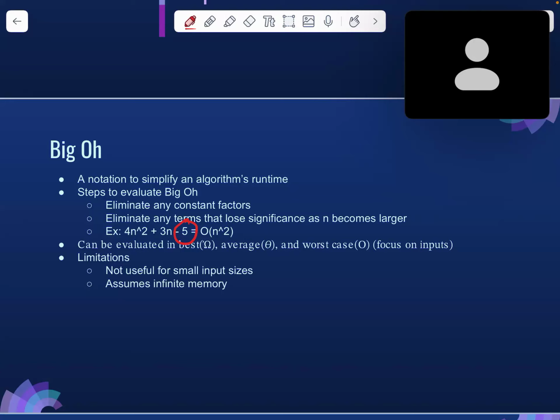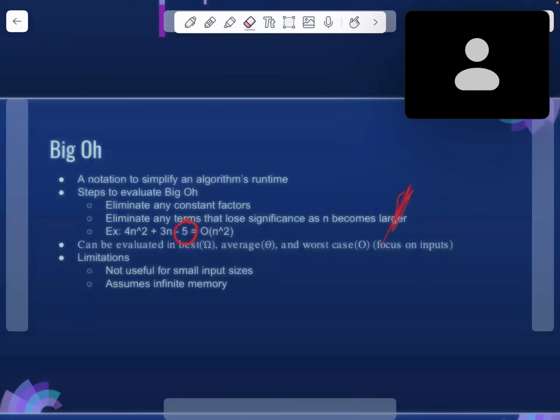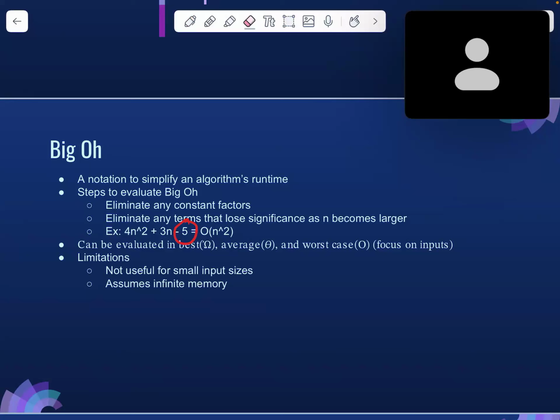By the way, can everyone see my markings? Is this good? Yep, it looks good. All right, great. So that is automatically irrelevant. 3n has an n, so it's not just a constant. But because we have this 4n squared, this 3n is also going to be irrelevant as the equation gets bigger, because the n squared is so much bigger than the 3n. So we also don't care about that. And this 4 is also a constant, so we don't care about that either. So this really just evaluates out to O of n squared.